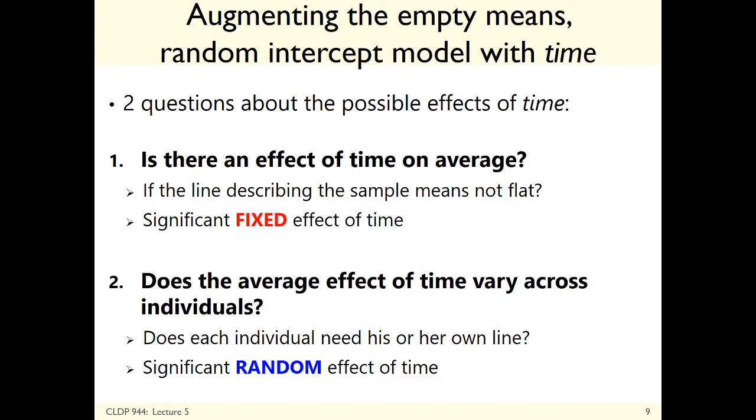So up to this point, we've had fixed versus random intercepts. Fixed intercept is the mean intercept. Random is how far off yours is from fixed. Now we're going to have fixed and random time slopes as well.